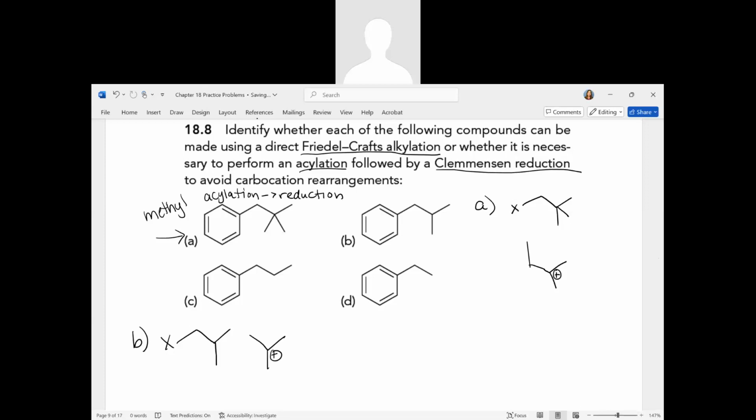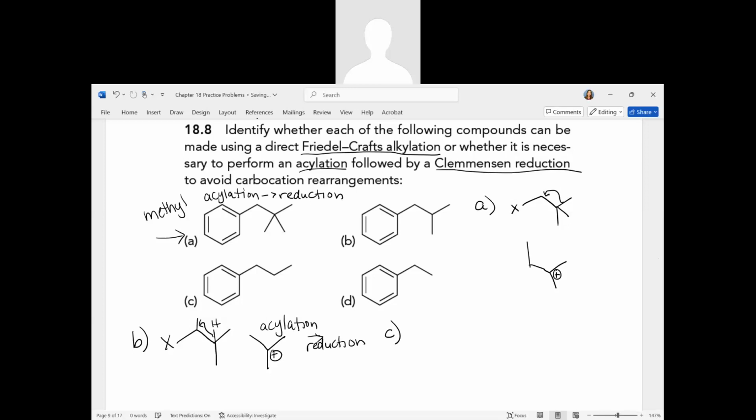So again, in our first example, we had a methide shift that would occur. Here, we would see, rather, a hydride shift like so. So again, a more stable carbocation would be formed with this tertiary carbocation. So we would again have to do the acylation followed by the Clemmensen reduction.